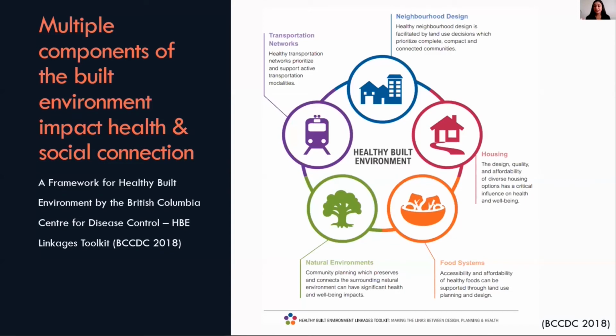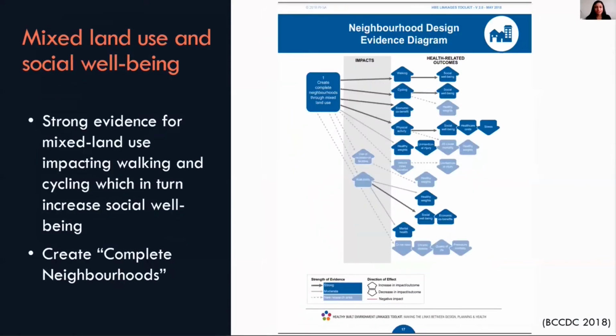So this is the framework in the Healthy Built Environment Linkages Toolkit that I mentioned. And as this framework depicts, there are multiple components that really impact social connection. They're all interconnected and necessary, but I'm going to focus more on some of these areas today. So namely neighborhood design, natural environments, and housing. And these summarize the evidence specifically on social well-being as a health-related outcome.